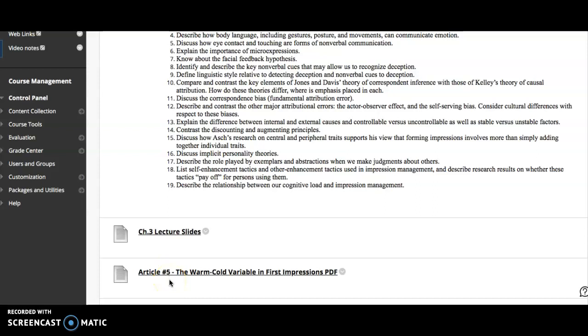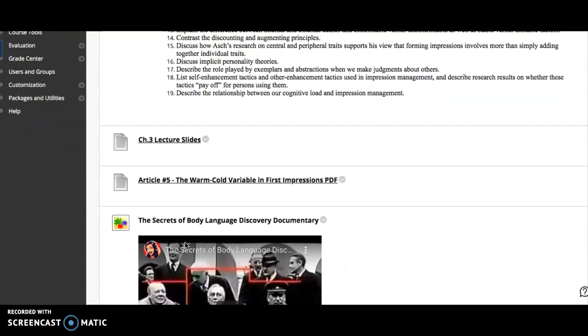In the chapter, it talks about first impressions. That will give you a good overview of understanding what goes into first impressions, and then you can dive a little deeper with this article in looking at a very important study done in the field of first impressions. Once you've done those readings, then I would take a look at the lecture slides, and I would match up the lecture slides with the readings, fill in any blanks, connect ideas between the two.